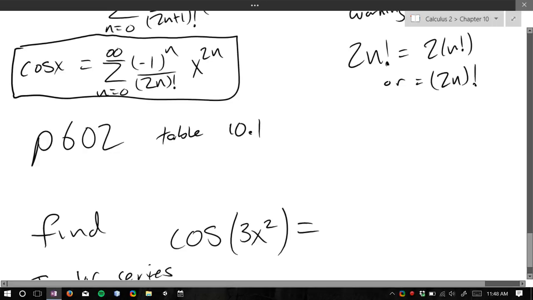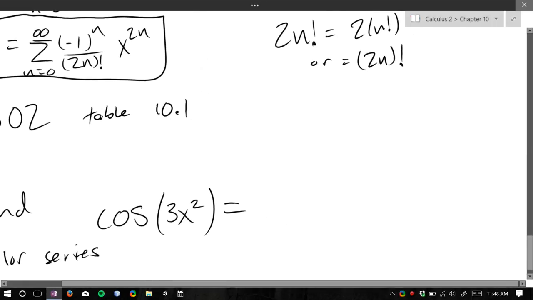So I can write equals, I'm just going to copy everything down, but careful where I have x. What I put a box around needs to be 3x squared. Oh, I totally forgot summation. That's pretty important.